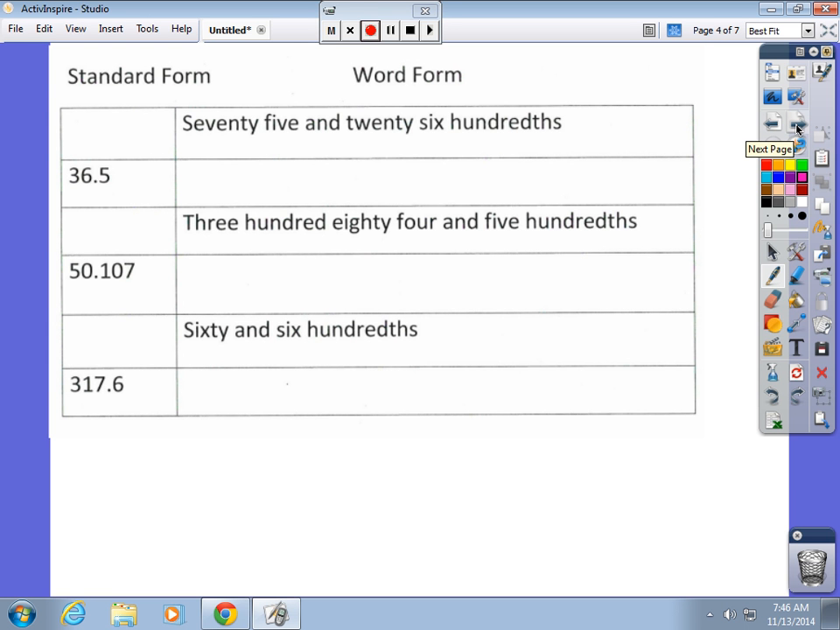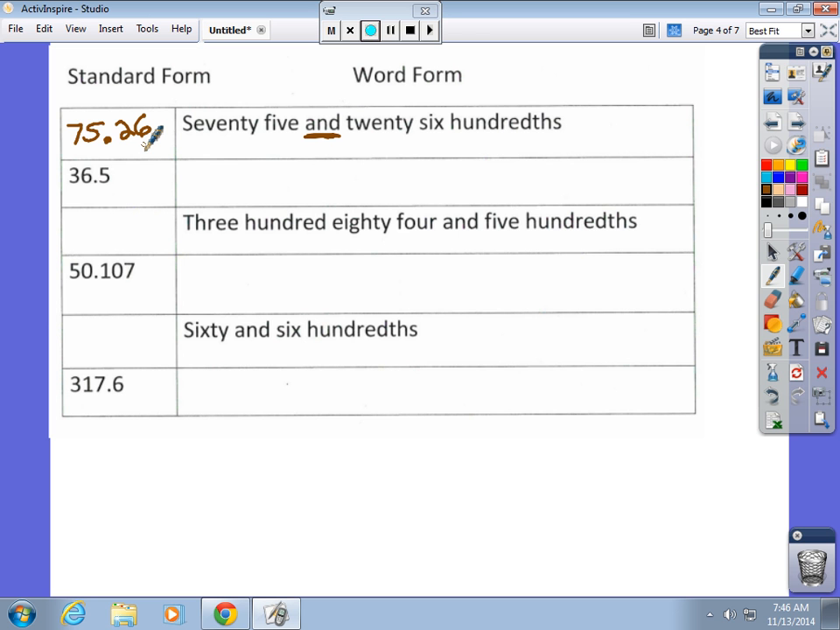Going on to our second page. We have to write it in standard form in the box over here. We need to write it in word form over there. So very similar to what we did earlier on the top. On the back side there's 75 and 26 hundredths. 75 and 26 hundredths. Double check, is my 6 in the hundredths place? Tenths. Hundredths. Yeah, we're good.